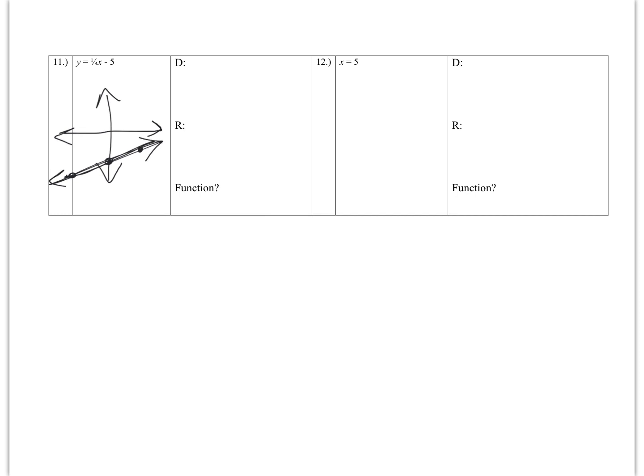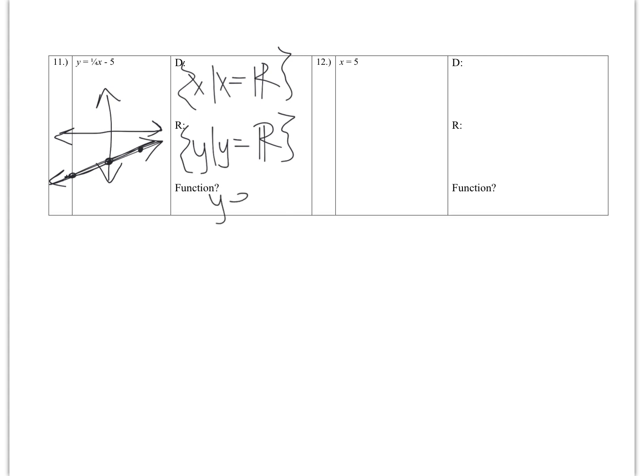Now, all lines, as long as they're not horizontal or vertical, are going to have a domain and range that are all real numbers. So for this one, we're going to say x such that x is all real numbers, and the y value is also all real numbers. So for all equations in slope-intercept form, the domain and range are both all real numbers. And yes, they're functions. We talked about that the other day. Any equation that has an x and a y is going to be a function if it's linear.